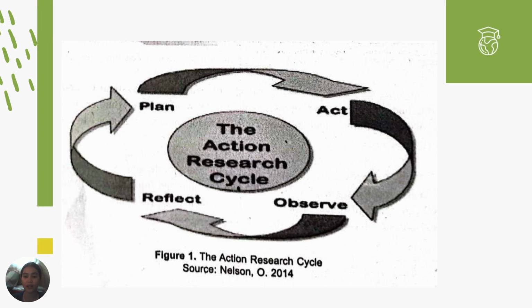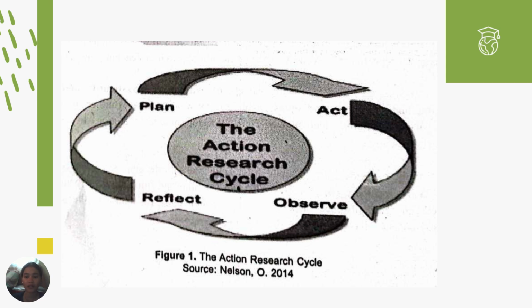Action research follows a four-step cycle. We have plan, act, observe, and reflect. Plan: identifying the problem and creating a research plan. These are the challenges present in your classroom. Act: apply your proposed strategy in the classroom. Take note of student reactions and engagement.